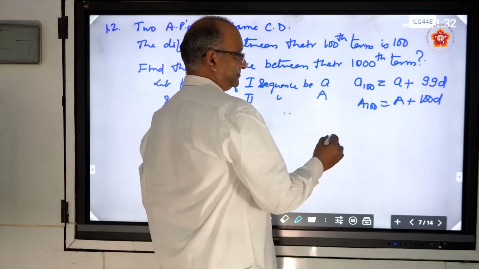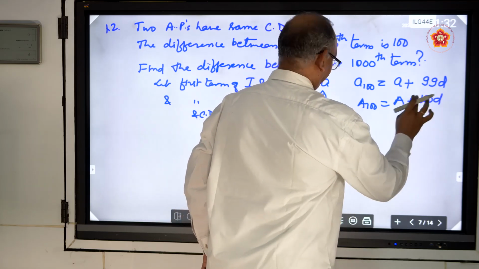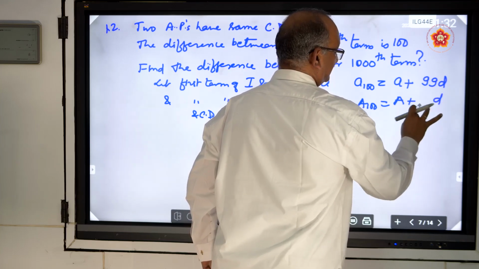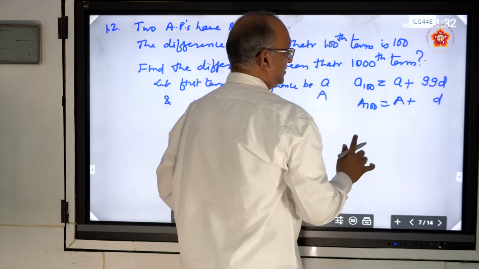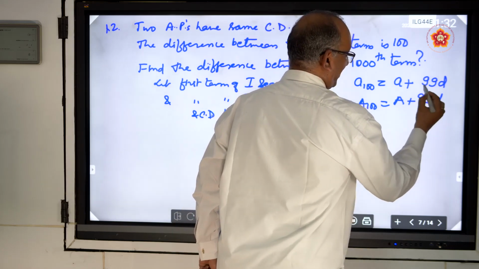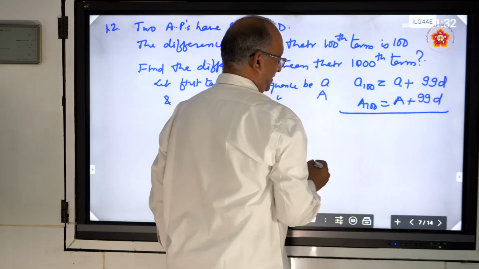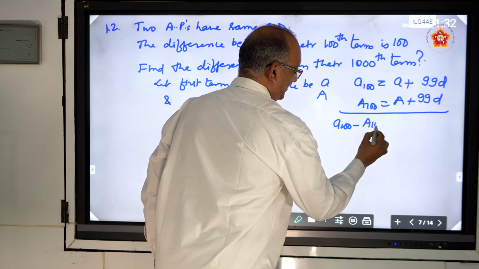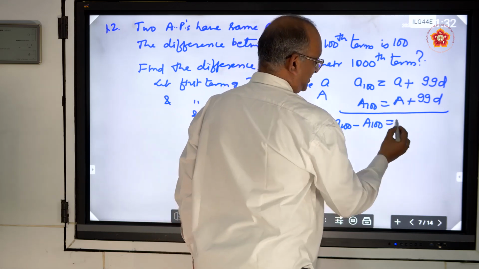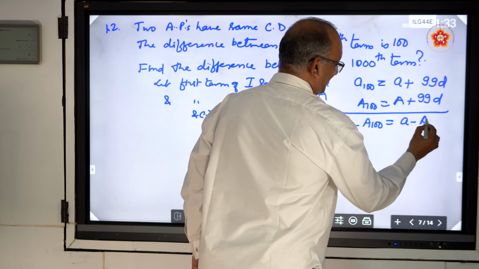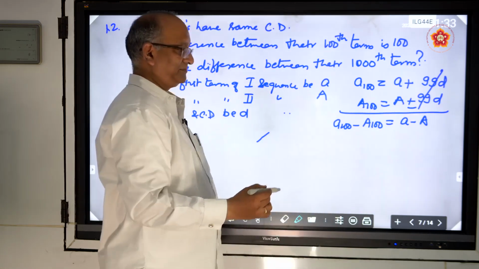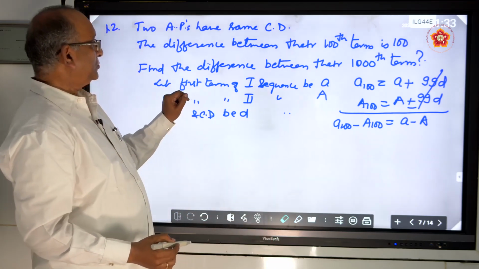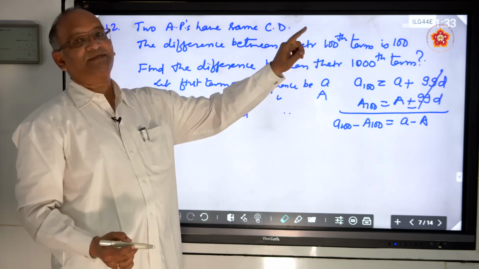Subtract. So when you subtract, here also it is going to be 99D. So subtract, you get a100 minus capital A100 is equal to small a minus capital A, because these two will get cancelled. Now what is it that he is asking? He is asking us to find the difference between their 1000th term.